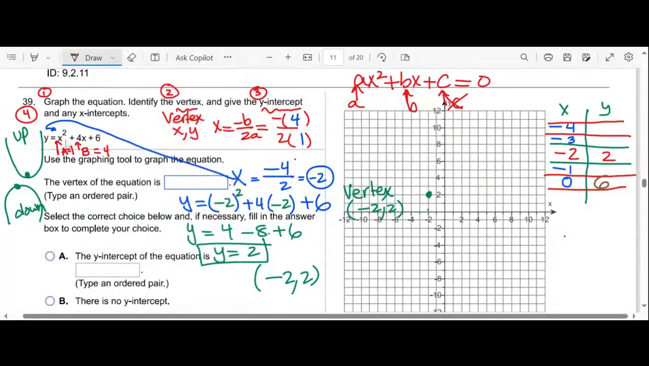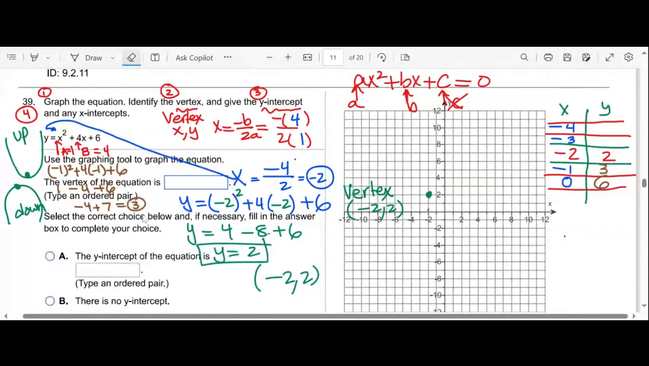If you put negative 1 in here, so it's negative 1 squared plus 4 times negative 1 plus 6. So that gives you what? 1 minus 4 plus 6. 1 and 6 give you 7, minus 4. So the answer is 3. So you have 3 here.